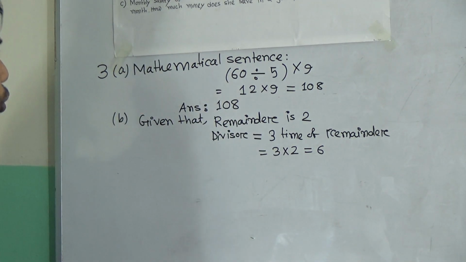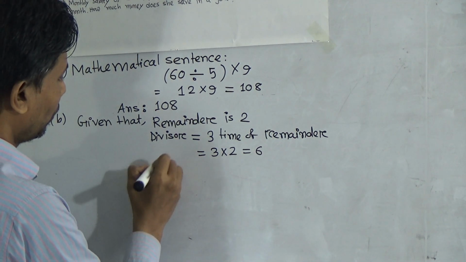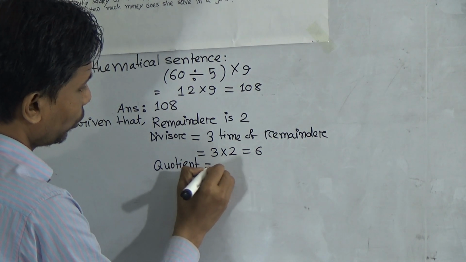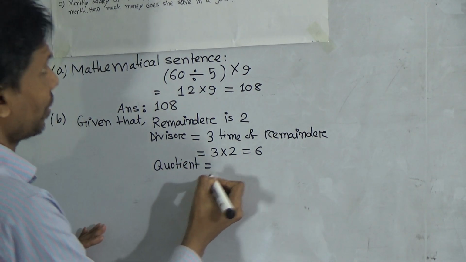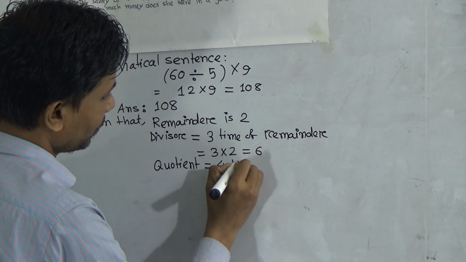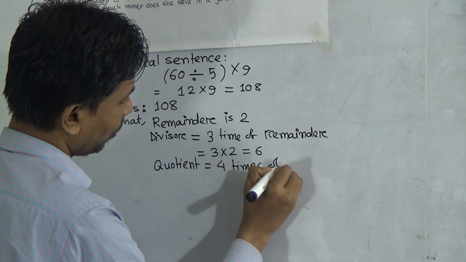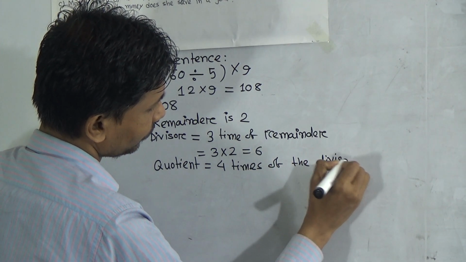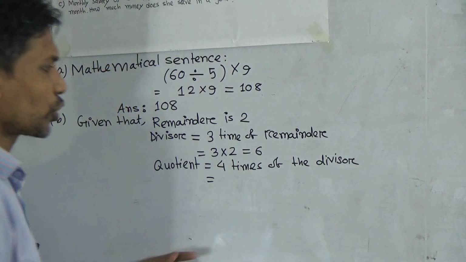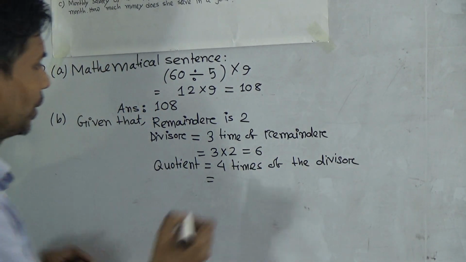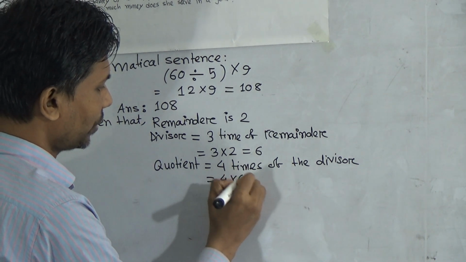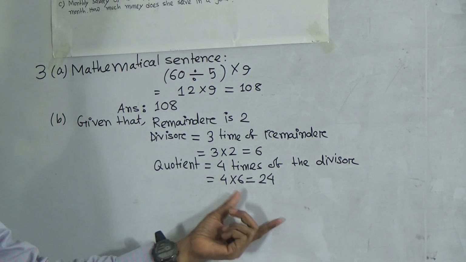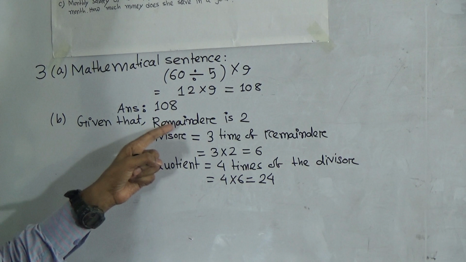Now, the quotient, right? The quotient equals what? 4 times the divisor. You see here the divisor is 6, so this will be 4 into 6. This is equal to what? 4 sixes are 24. Therefore, the quotient is 24. The divisor is 6. The remainder is 2.